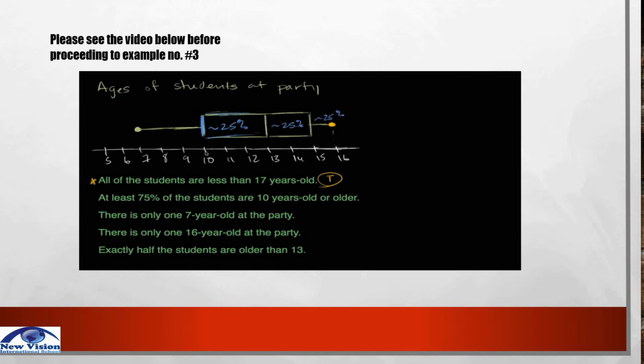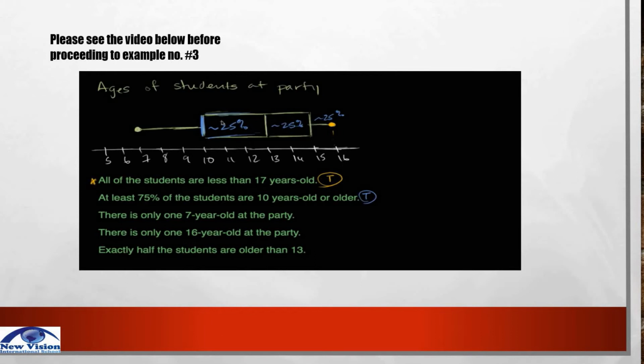So it seems reasonable to say that 10 years old or older is going to be true. In fact, you could even have a couple of values in the first quartile that are 10. But to make that a little bit more tangible, let's look at a few more examples. We don't know based on the information here exactly how many students are at the party, so we'll have to construct some scenarios.